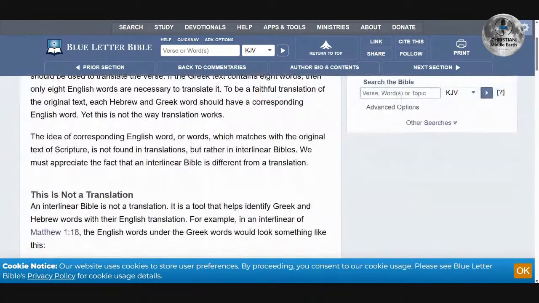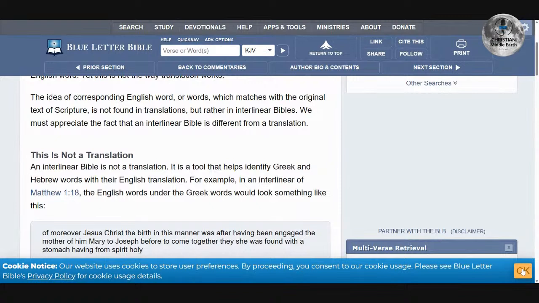The idea of corresponding English word or words which matches with the original text of Scripture is not found in translations, but rather in interlinear Bibles. We must appreciate the fact that an interlinear Bible is different from a translation. This is not a translation. An interlinear Bible is not a translation. It is a tool that helps identify Greek and Hebrew words with their English translation.